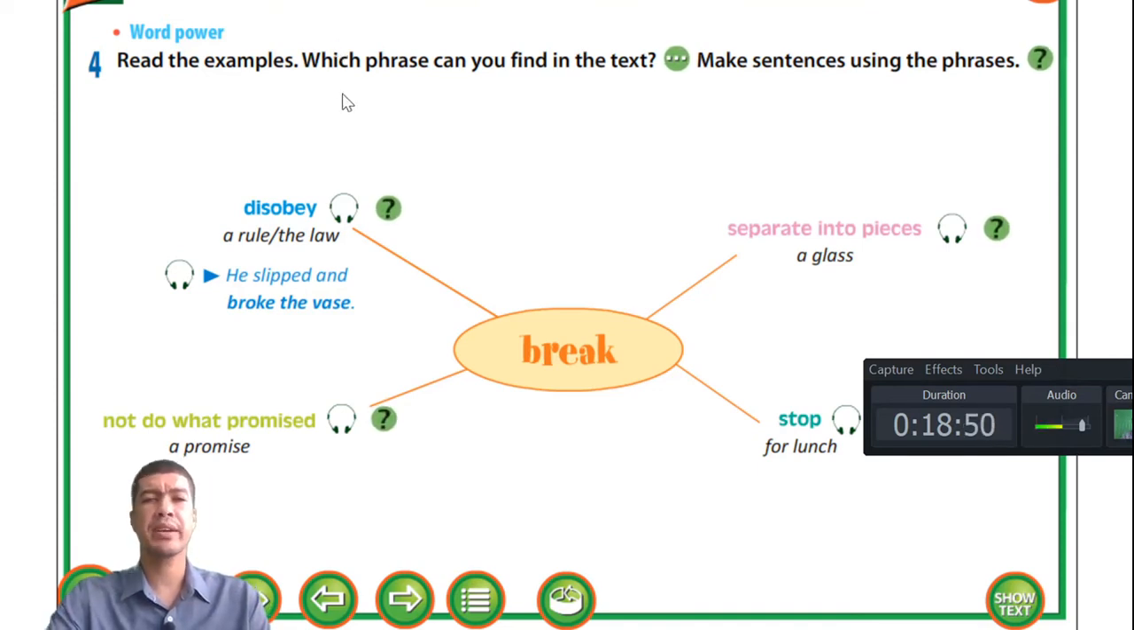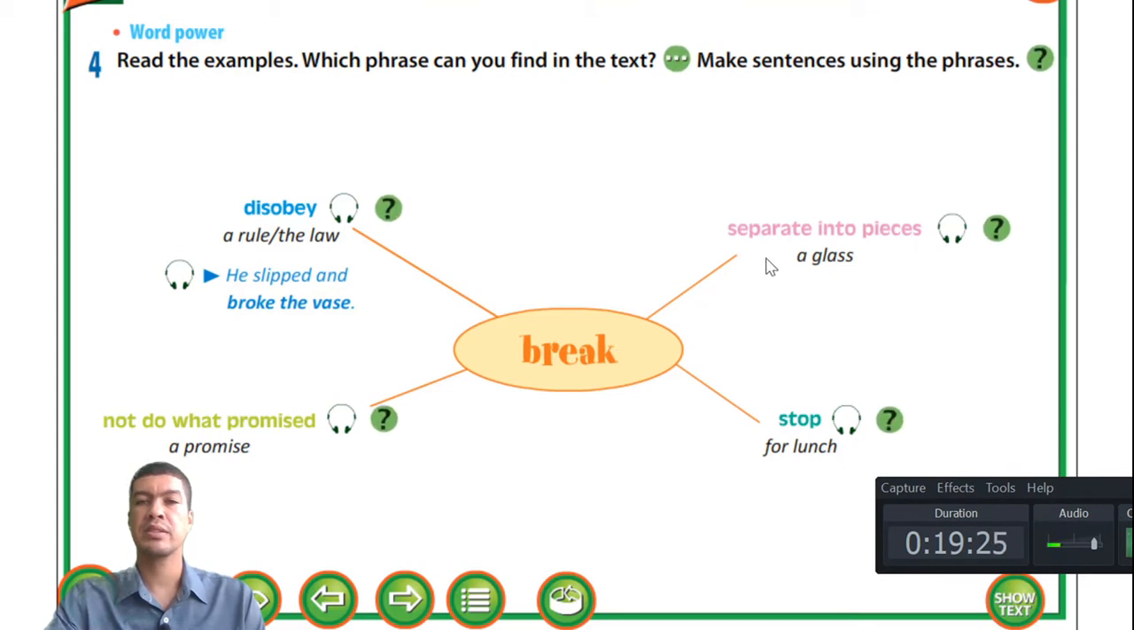For example, break. To break, we say to disobey the rule or the law. For example, in Vietnam, you need to have a license to drive a car, and if you don't have a license, you are disobeying or you are breaking the law. Right. He slipped and broke the vase. An example, he slipped and broke the vase. Okay, going on to our next one.